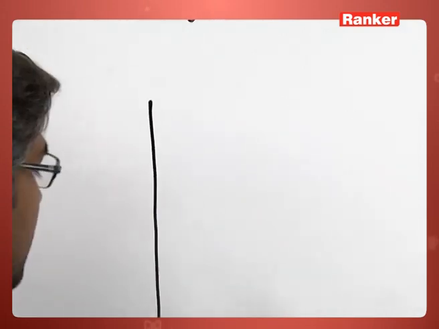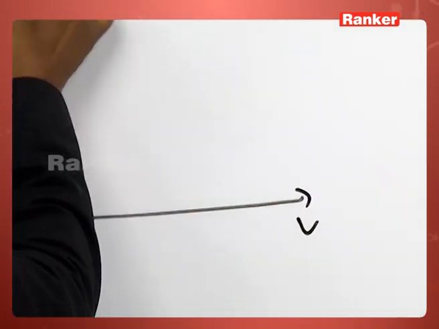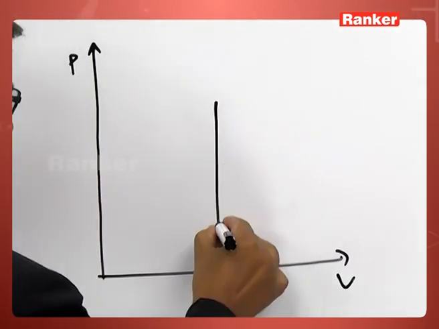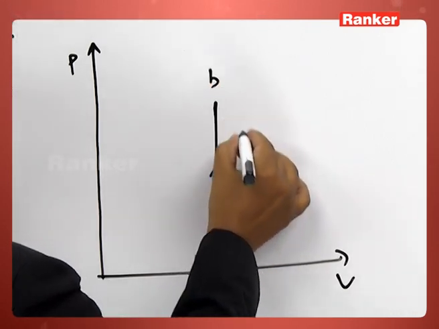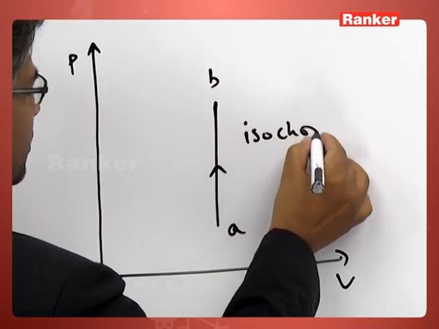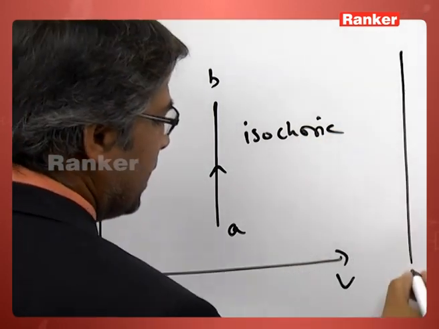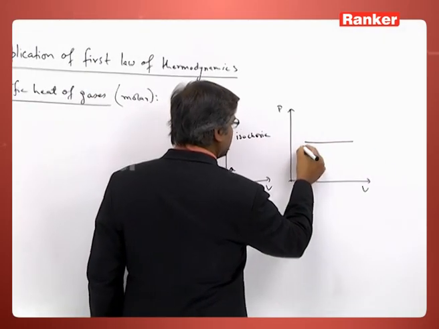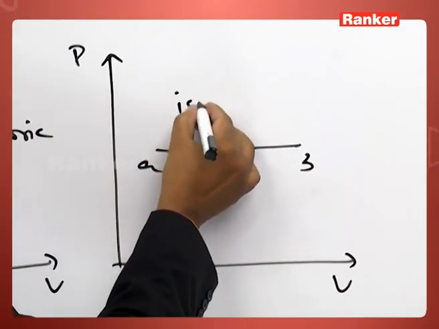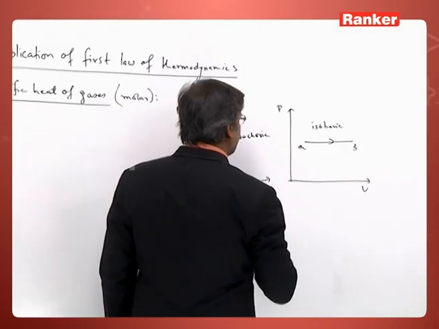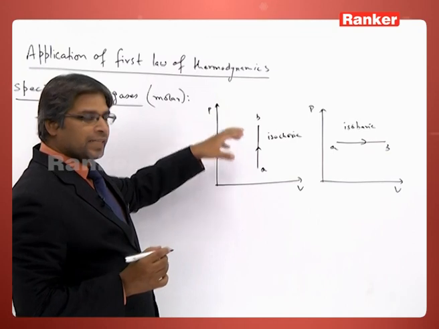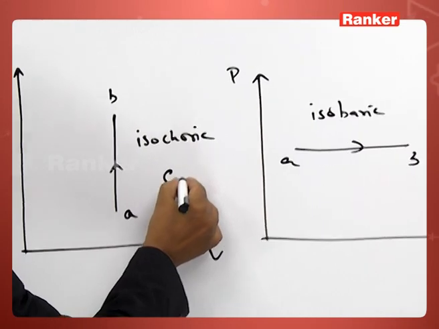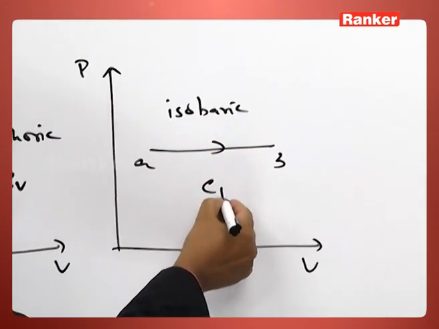So this is the PV diagram, and suppose a gas is carried through a process called isochoric. So this is the isochoric process. When the PV plot is a straight line like this, A to B, then it is an isobaric process. If the gas goes through the isochoric process, we call the specific heat Cv, and for isobaric we have the term Cp.